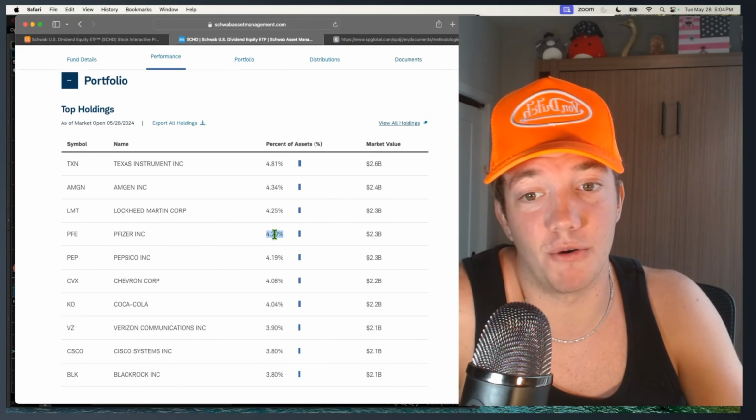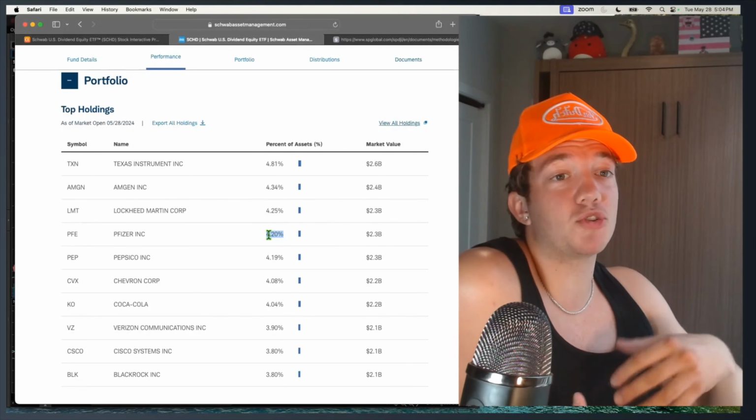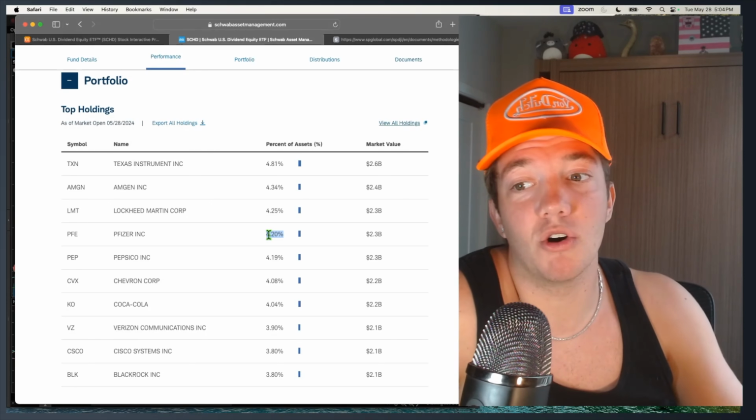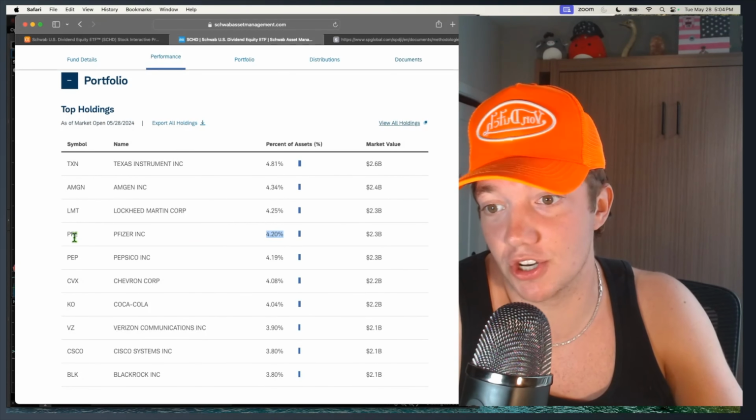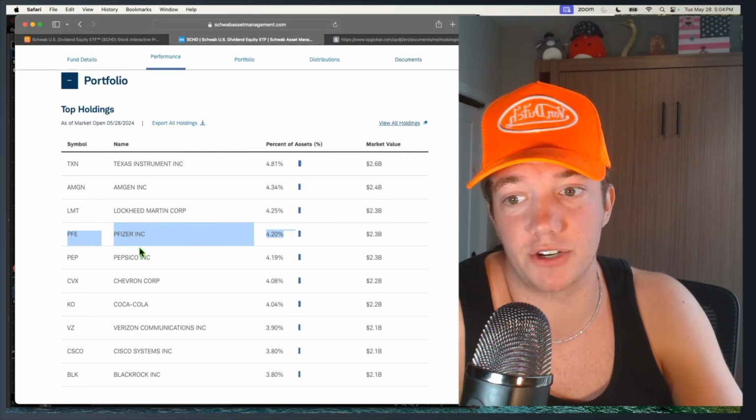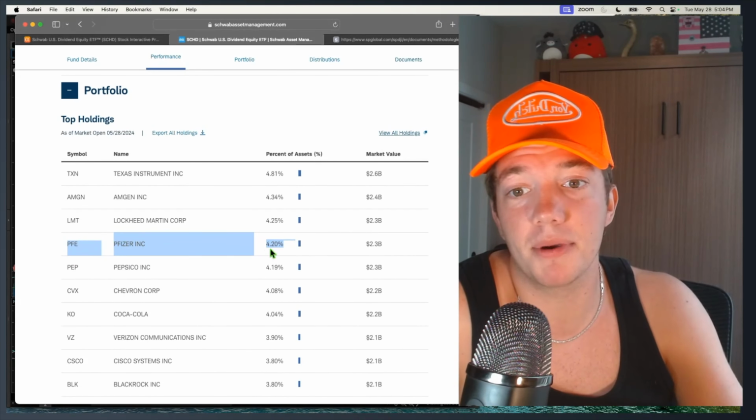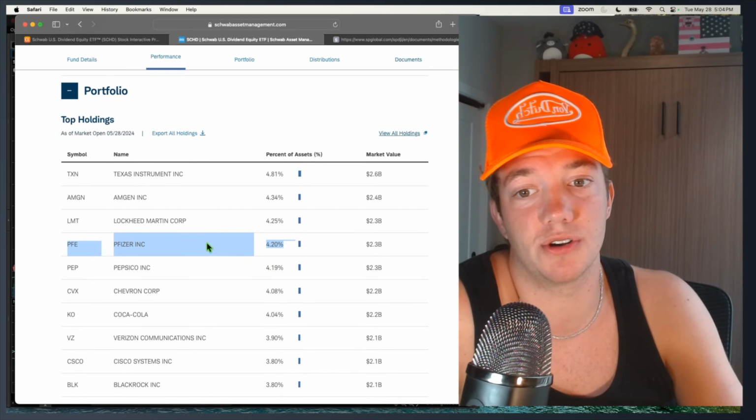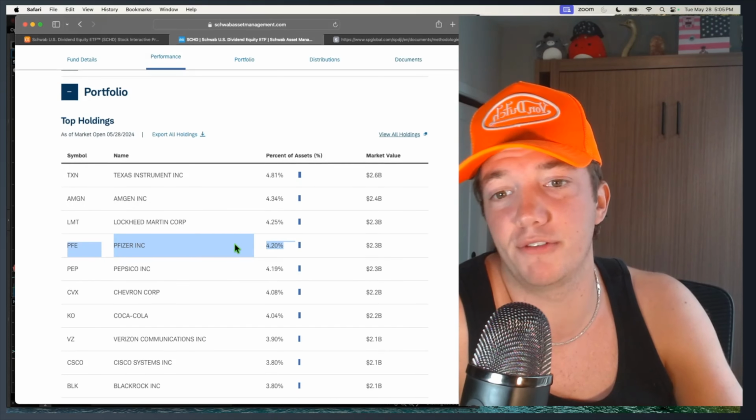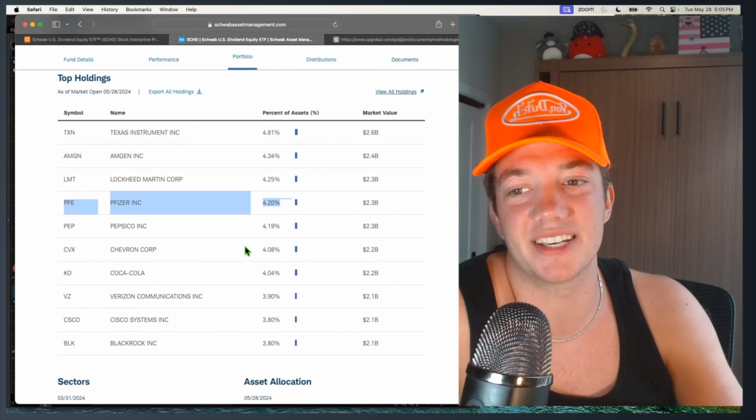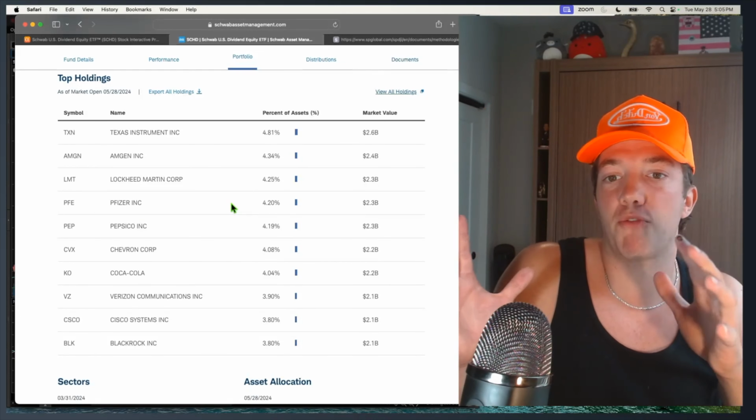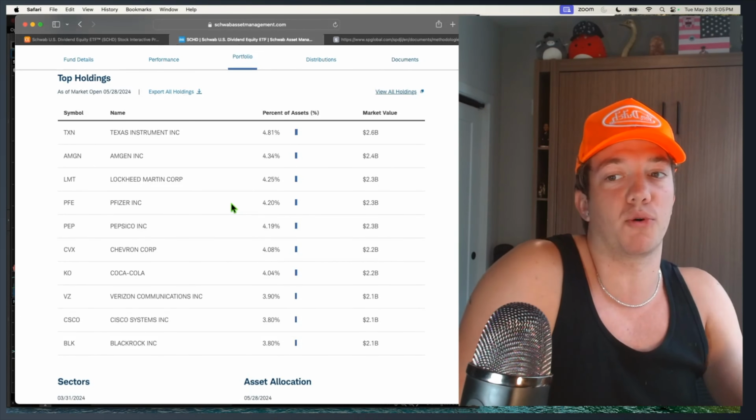However, for my personal risk tolerance, I'm a 22-year-old. I'm okay with overweighting positions that I see value in and I see potential for free cash flow growth and dividend growth. I'm going to overweight my Pfizer position more than this 4.2%. Does that make sense? Now, maybe if you're in retirement, it's a little different story. You don't want one stock being more than 4 or 5% of your portfolio.